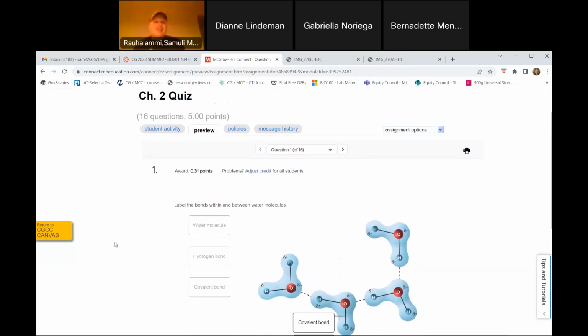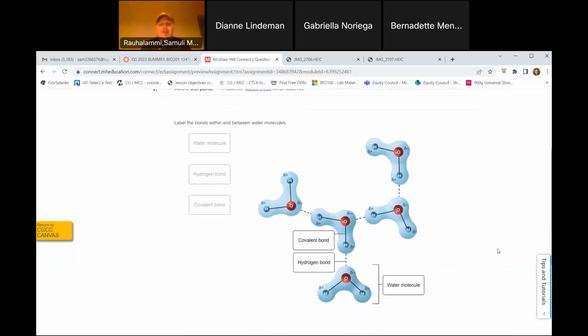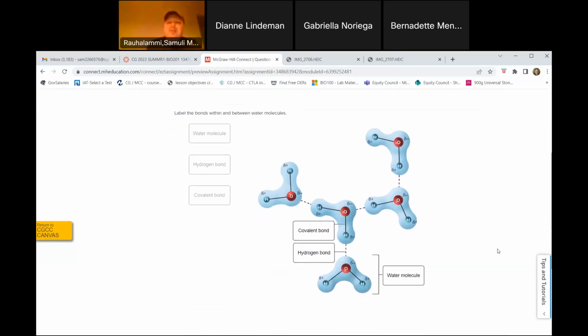So I was going to start with the chapter 2 quiz. You'll see that it's 16 questions, all adding up to 5 points. And the first question that we're seeing here is a question where you'll be dragging these boxes to show different kinds of bonds that we have going on. And what we're seeing here are water molecules made of 2 hydrogen, 1 oxygen. So that'd be the first thing that you would label: hey, we're seeing a water molecule here.